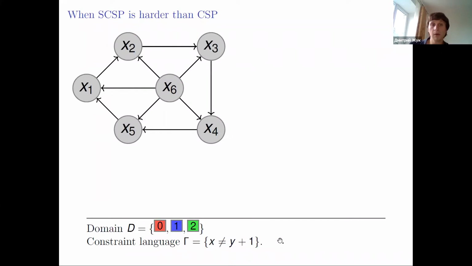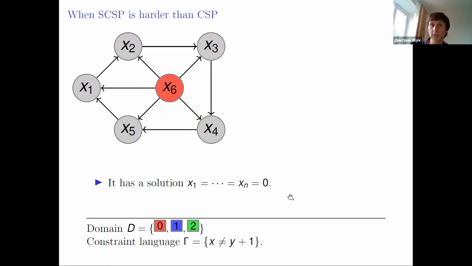Okay, what is clear? It's clear that this instance has a solution 0, 0, 0. So it has a trivial solution 0, 0, 0. But let's check whether it has a surjective solution.